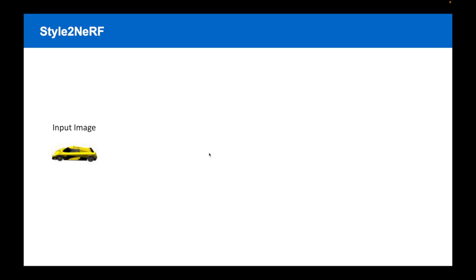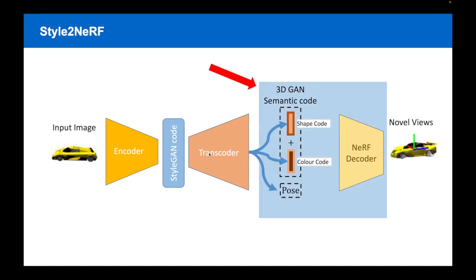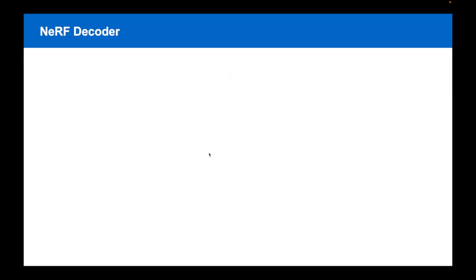Style2NeRF works by taking an input image and encoding it to a StyleGAN code. A transcoder then maps the StyleGAN code to a shape and colour vector, which directly controls a generative neural radiance field, or NeRF for short, through a NeRF decoder. Let's take a closer look at the NeRF decoder.